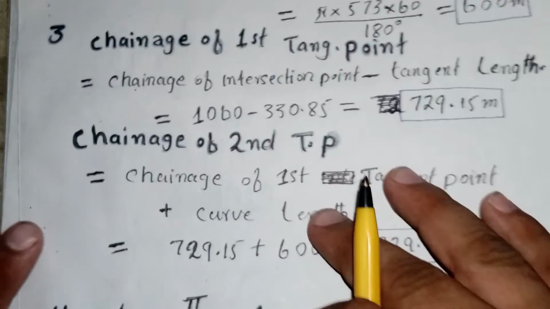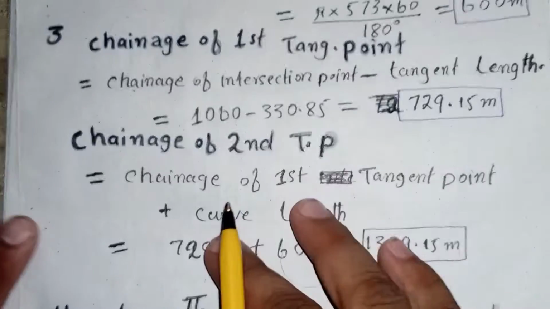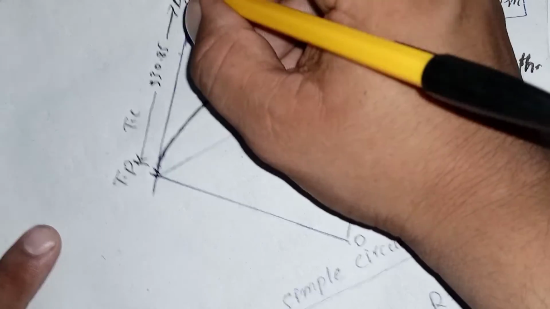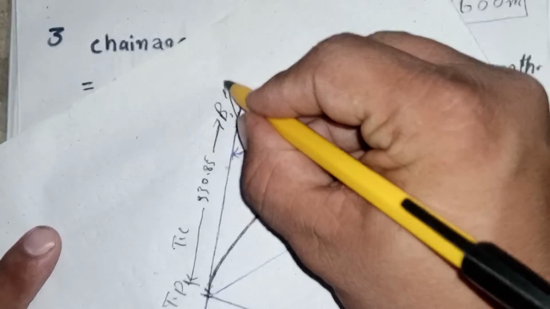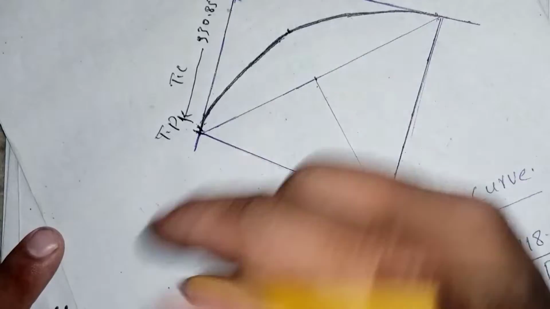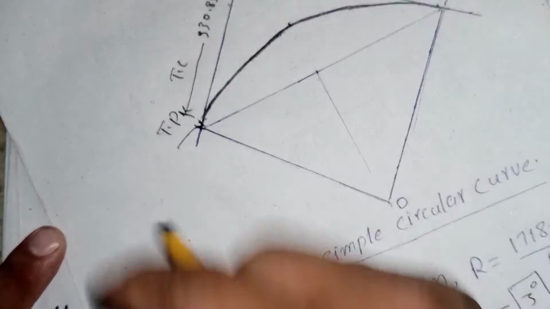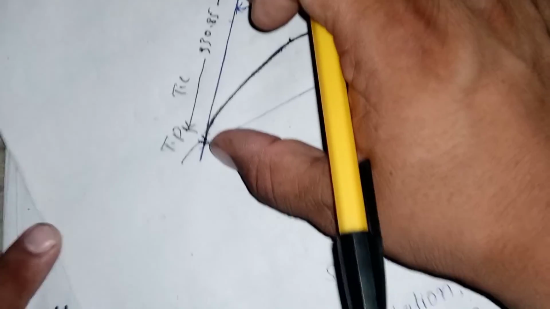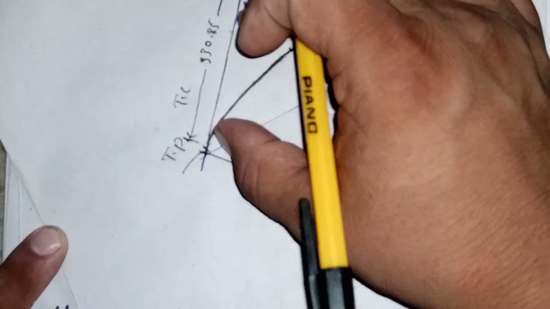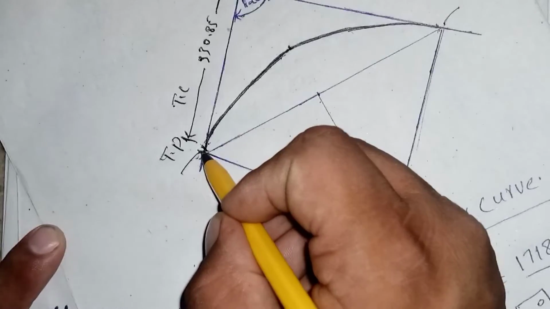By multiplication of these we find that the length of curve is equal to 600 meters. Now we are going to find the chainage of the first point and at the end point. We know that the chainage of this intersection point is given to us, which is equal to 1060 meters. For this point we subtract this distance, which is called tangent length or tangent distance, from this chainage point, and we will get the chainage of this point.